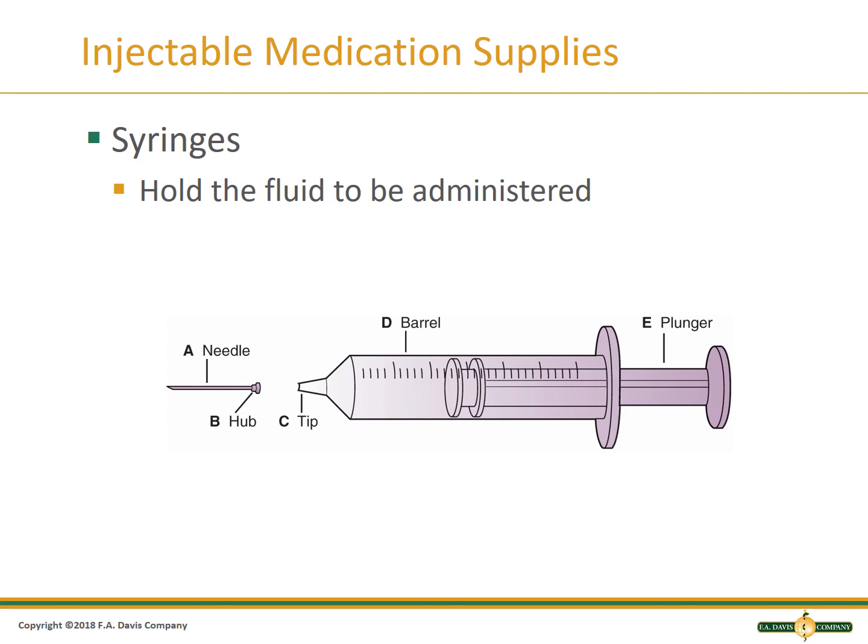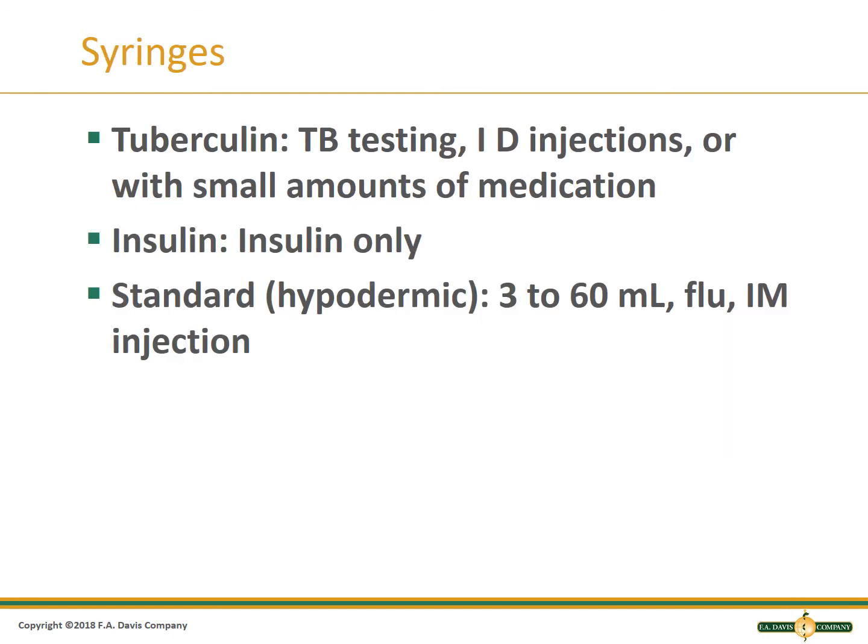A 5 milliliter syringe is calibrated in 0.2 milliliter increments, and a 3 milliliter syringe is calibrated into 0.1 milliliter increments. A tuberculin syringe is used for tuberculin testing, intradermal injections, or with small amounts of medication. Insulin syringes are used for insulin alone, nothing else, insulin alone. And a standard or hypodermic syringe can hold 3 to 60 milliliters of fluid. This is for intramuscular injections, flu, vaccinations, things like that.